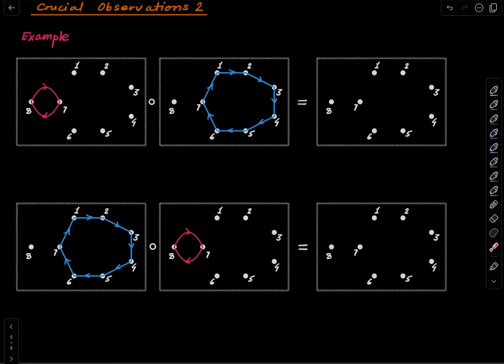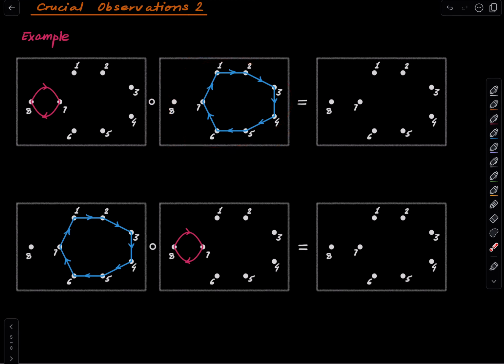Now, some other kind of situation where we have one big cycle, and this transposition that we are composing by has one vertex at the cycle and the other vertex at a fixed point. So this guy is a fixed point under the previous permutation. So what happens to it?